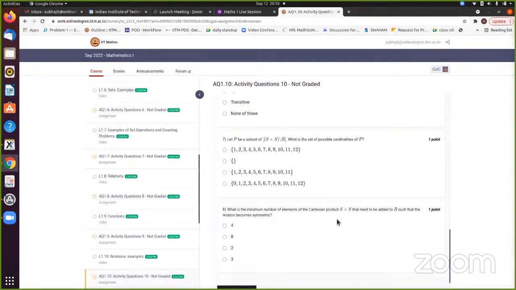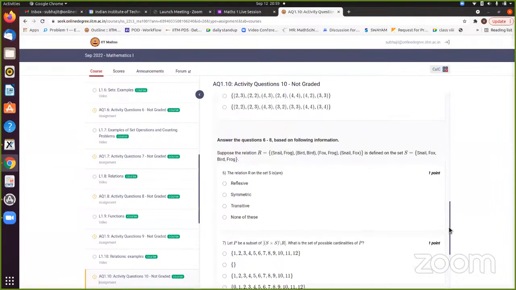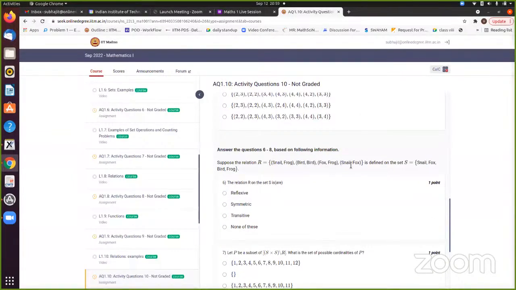What is the minimum number of elements in the Cartesian product that need to be added to R such that the relation becomes symmetric? Added to R. So here one R is given. Already an R is given. With this, what more do you need to make it symmetric? Can you see the difference between the relation you have just said and this question? That relation is given over there. Here already a relation is given.